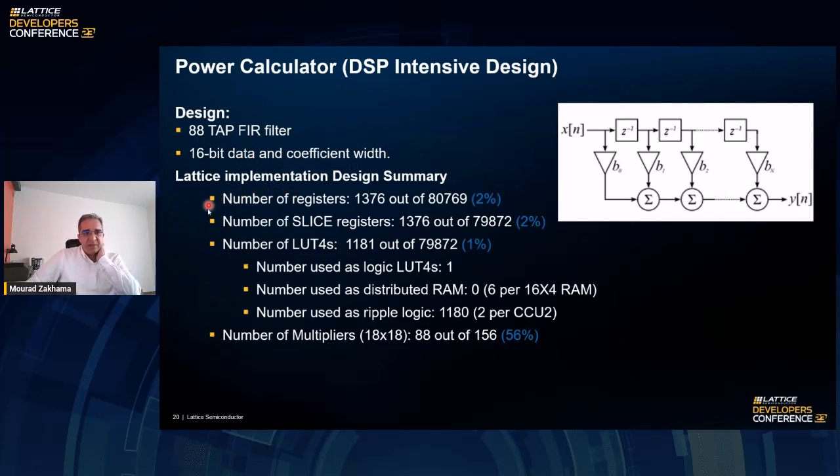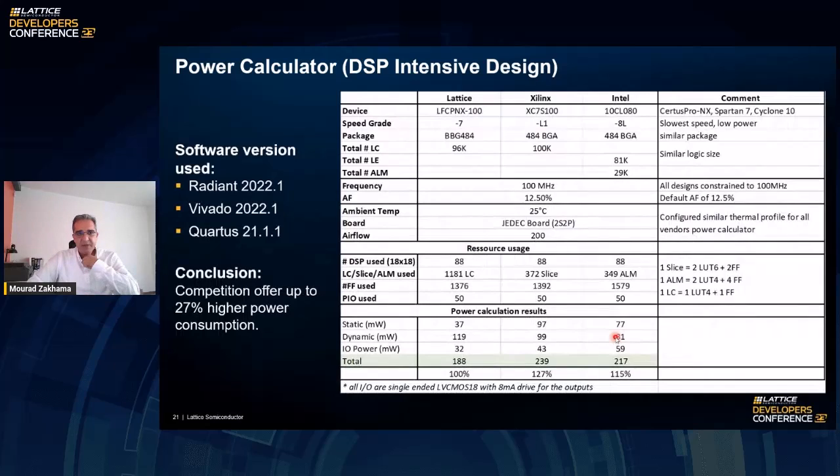In the Lattice implementation, we have 2% usage on register slices and lookup tables, and in terms of DSP usage, we have 56%. That's the intention, to make sure that we focus more on the DSP side. So this generic design, we implemented in 3 different vendors, and the synthesis tool will infer the primitive for each one of them. Same devices used, frequency 100 megahertz, activity factor 12.5%, same thermal profile, and this is the resource utilization.